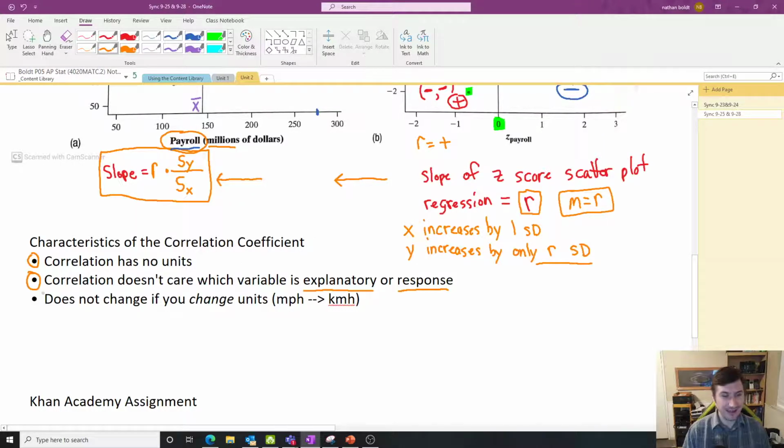All right, and lastly, these are all kind of related. If you change your units, that also will not affect correlation. Again, units don't really matter with correlation because you turn everything into z-scores anyways. So if you have a data set and you change it from miles per hour to kilometers per hour, correlation does not change. If you go from feet to inches, correlation will not change.